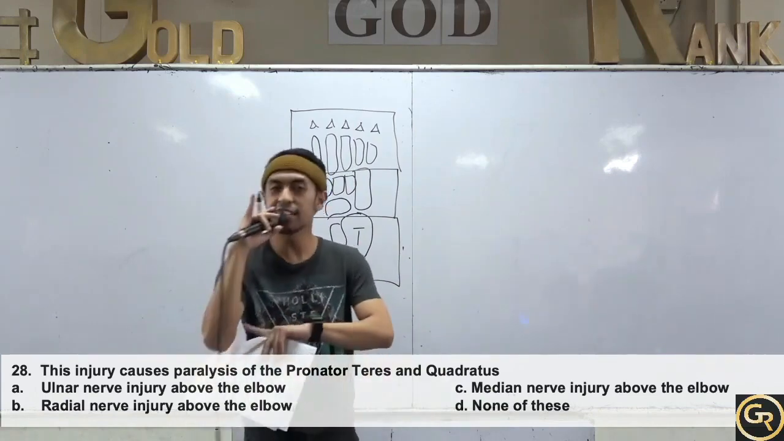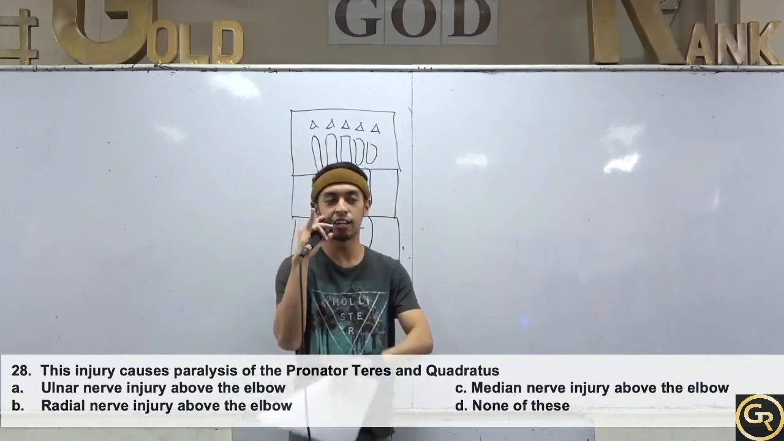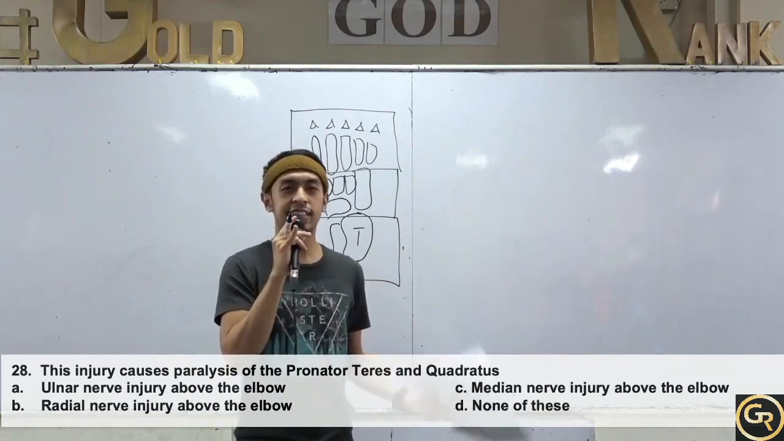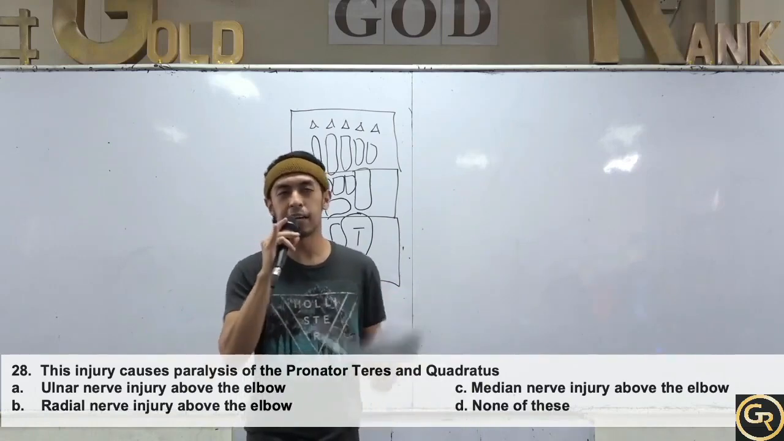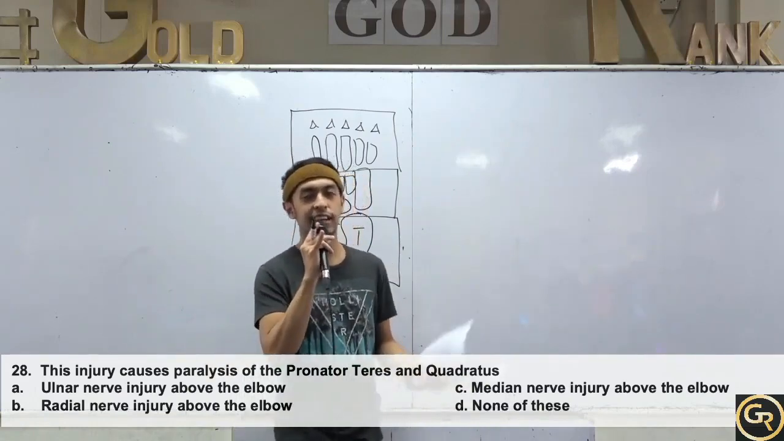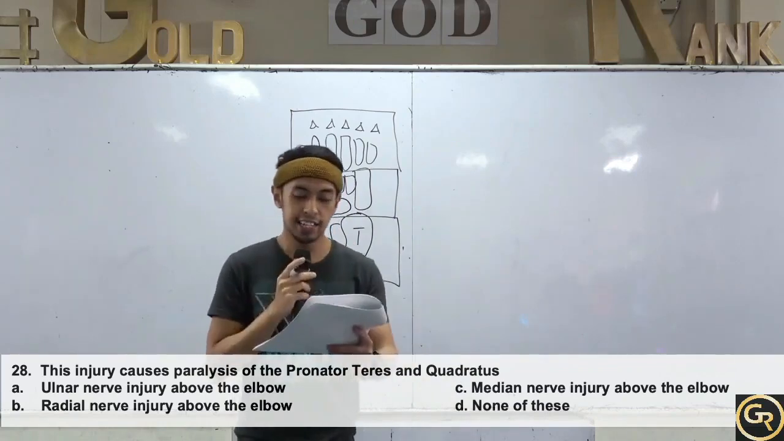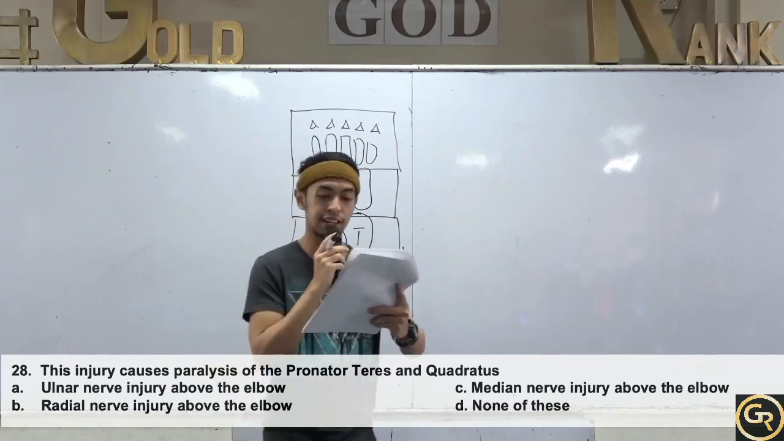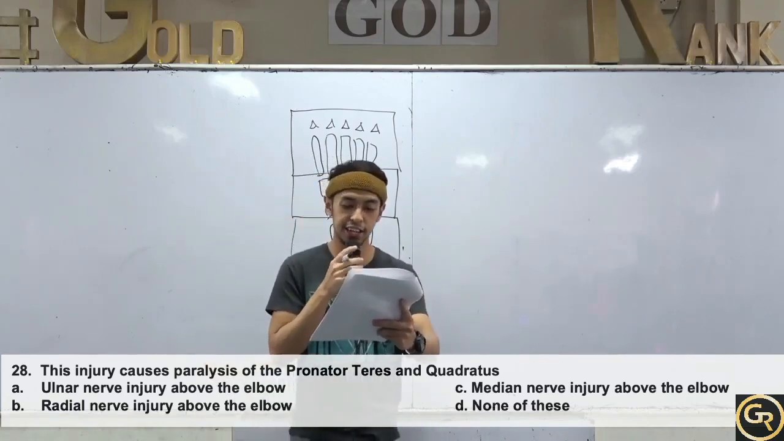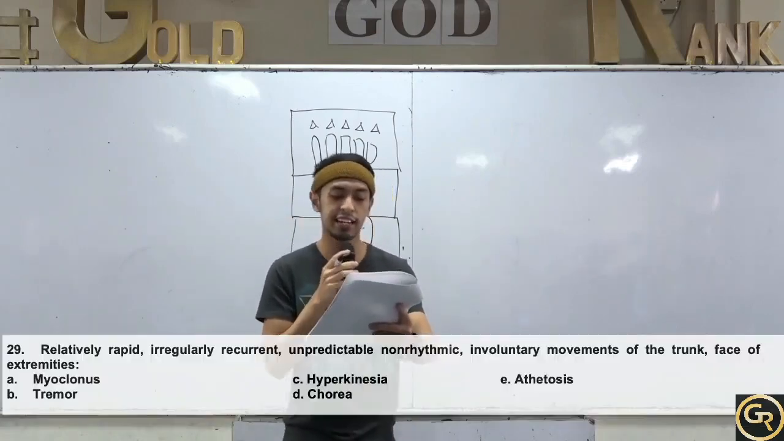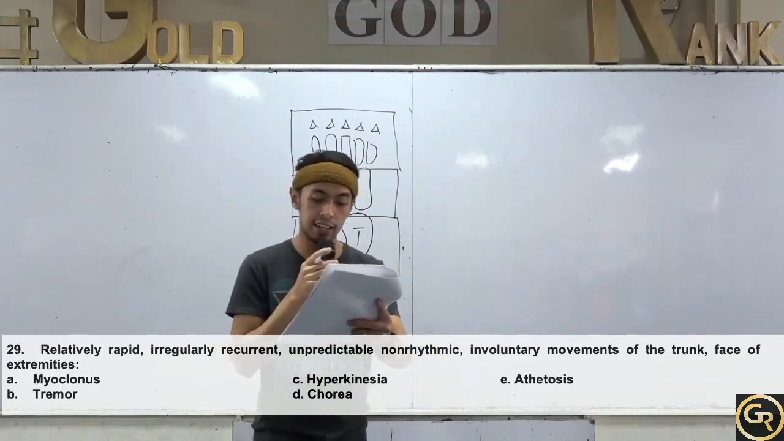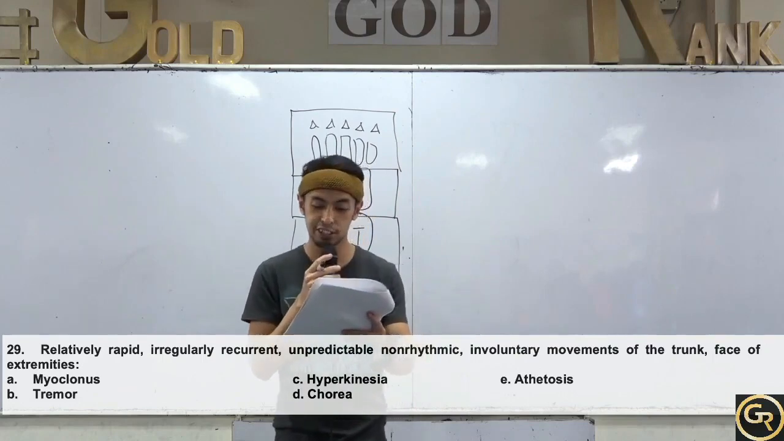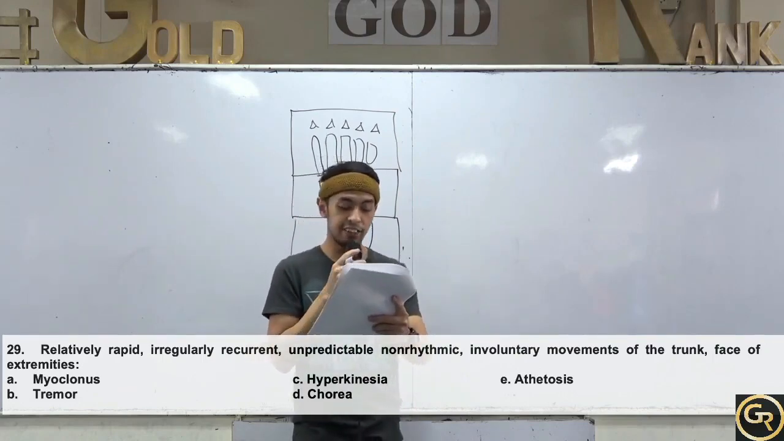Bakit po? Because your pronator teres is at this level, di ba? Your pronator quadratus naman is at the wrist. Okay? If it's at the level of the wrist, baka hindi po naapektuhan si pronator teres and quadratus at all. Okay? So, dapat po above the elbow. So, tama po, it's your letter cat. Okay, letter cat. 29. Relatively rapid, irregular, recurrent, unpredictable, non-rhythmic, involuntary movements of the trunk, face, and of extremities.